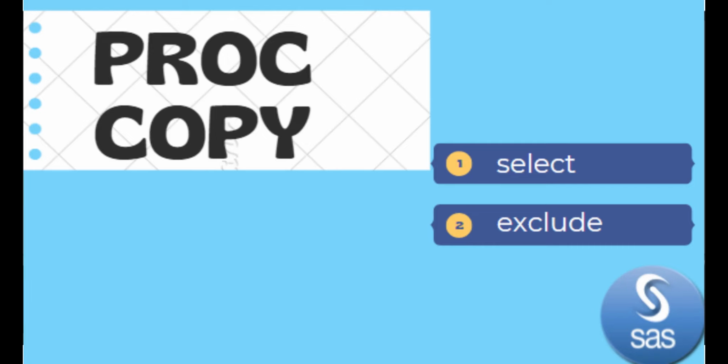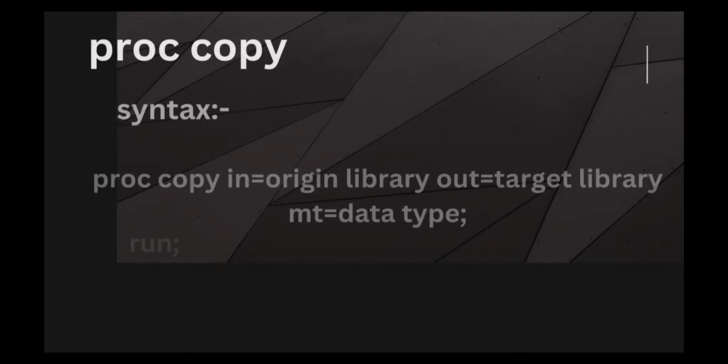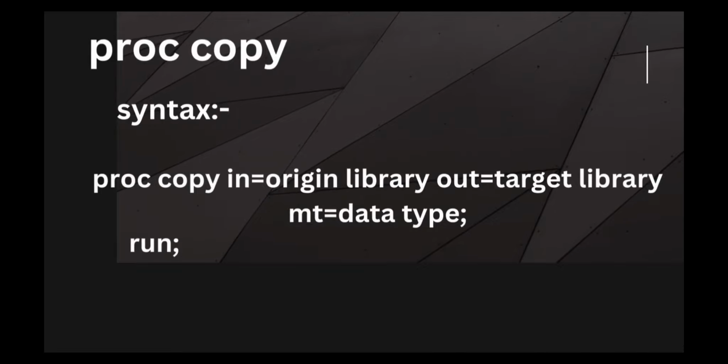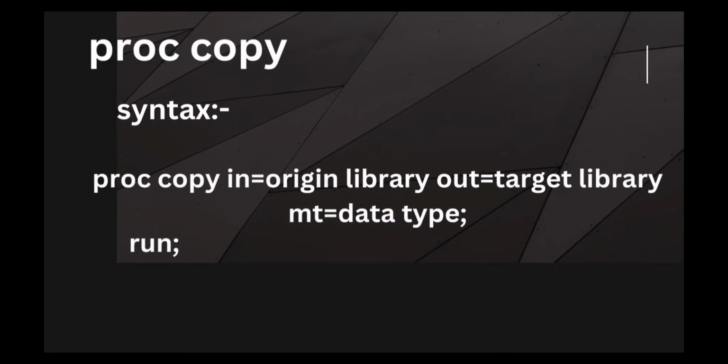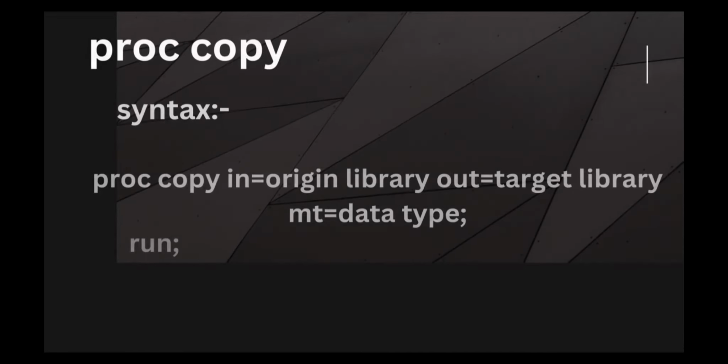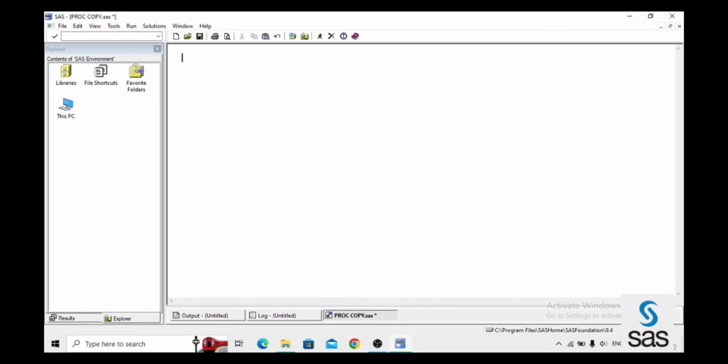The 12th one, Proc Copy. The definition is: Proc Copy is used to transfer files or datasets from one library to another library. And the syntax is Proc Copy in equals origin library, out equals target library, memtype equals type of data, run. In Proc Copy, first we transfer selected files from one library to another library.